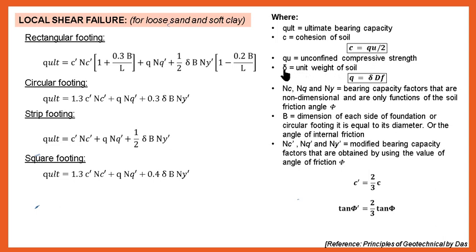Okay? So, yung gamma natin is the unit weight of soil. And yung q natin, this is actually yung value natin ng q is the unit weight times the Df. Yung ating height from the surface, ground surface, papunta doon sa bottom nung ating footing. Yun yung Df natin. Okay?